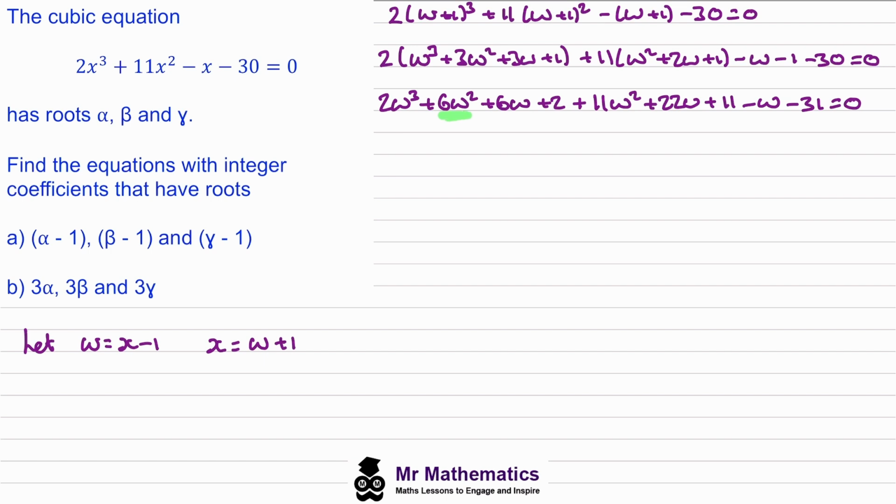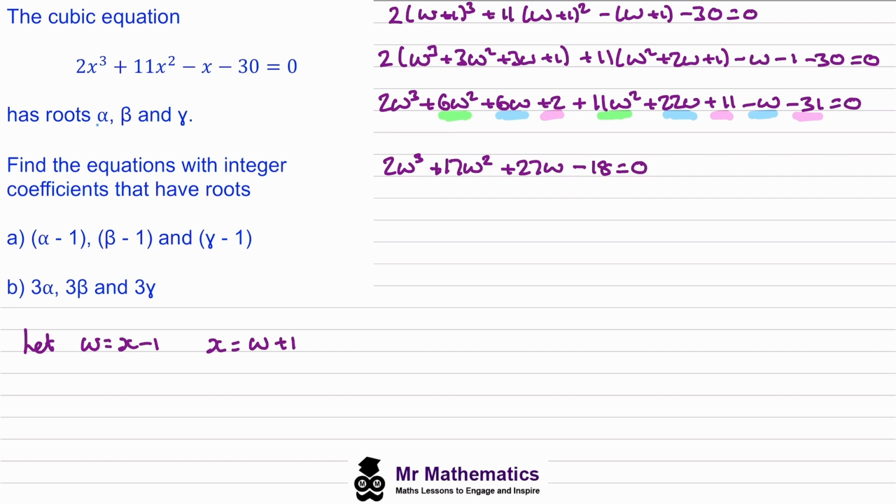We've got the w squared terms, the w terms, and the constants. If we tidy this up, we've got 2w cubed, we've got the 17w squared, we've got 27w, and then we've got the 2, 11, take away 31, which gives us negative 18, and this will equal 0. So this is our transformed equation involving w, and we can check that this works.